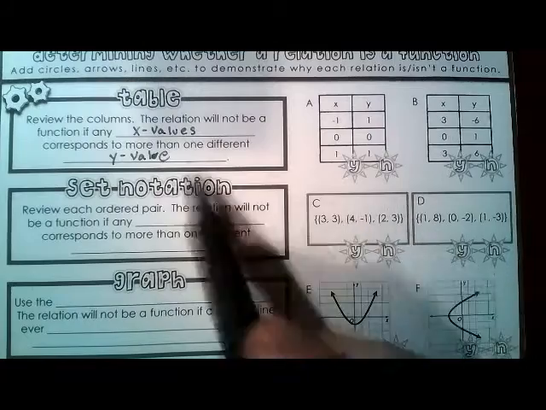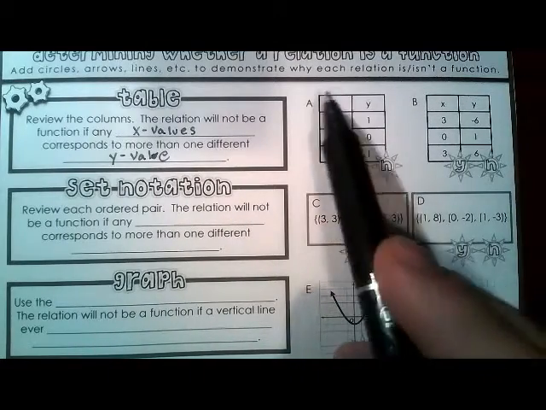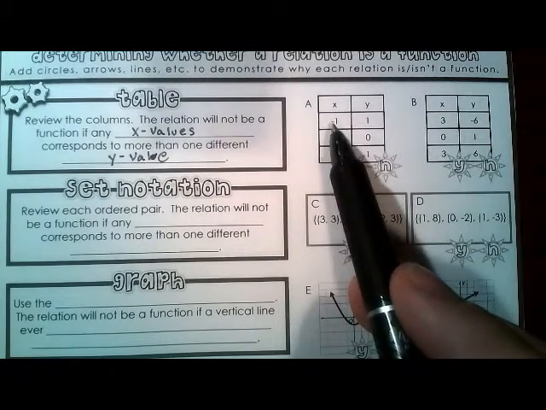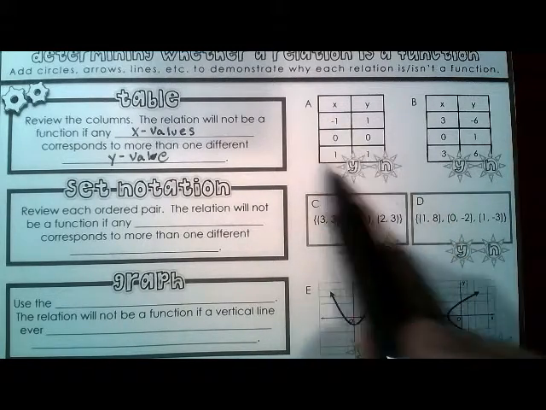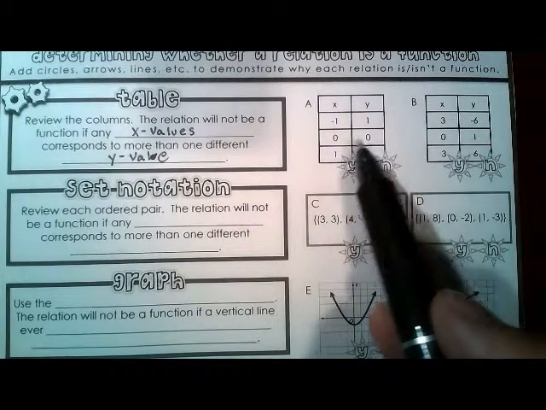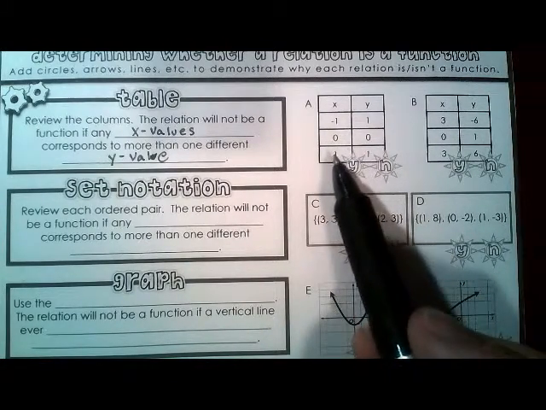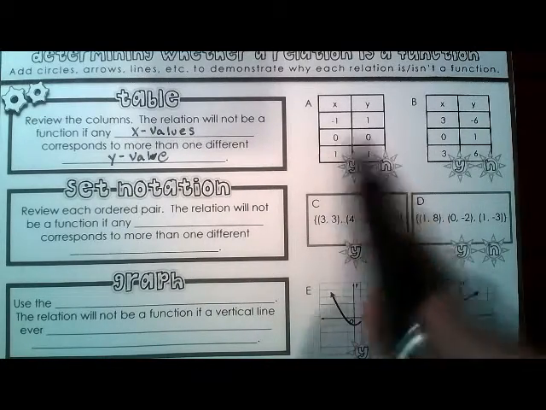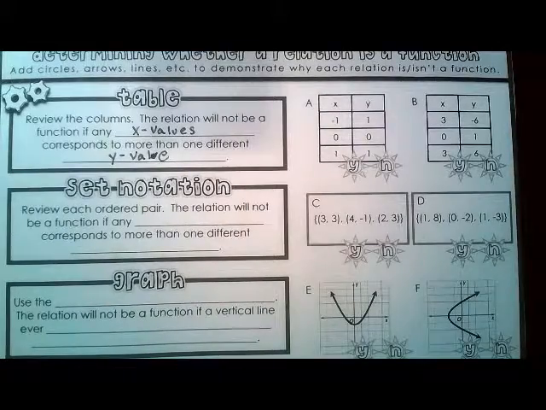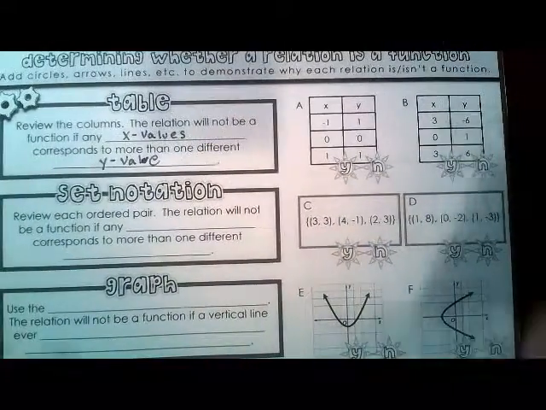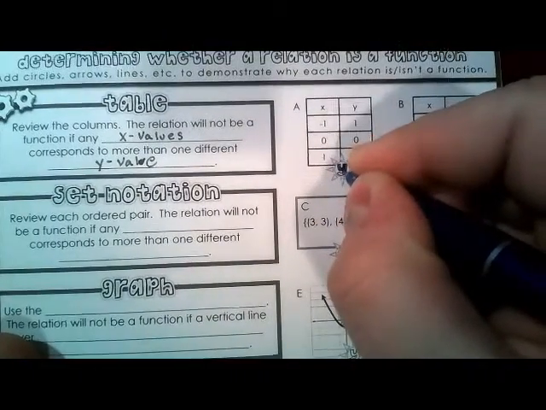Okay, so when I look at my tables here, there's example A, example B. I've got a table. -1 goes to 1. It doesn't go to any other number. 0 goes to 0. Doesn't go to anything else. 1 goes to 1. Nothing else, right? So this is a function. Okay? This one's definitely a function. So I'm going to, you can either color it in, you can shade it, but this one is a definite yes.